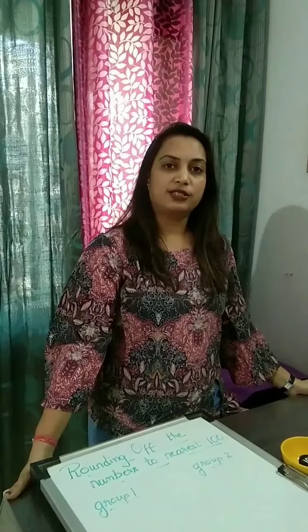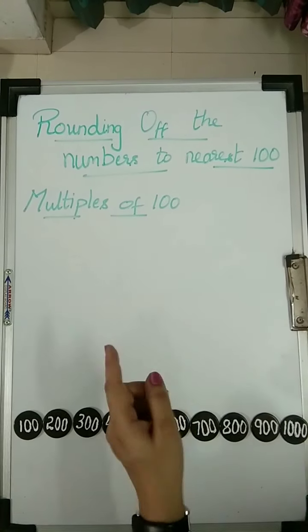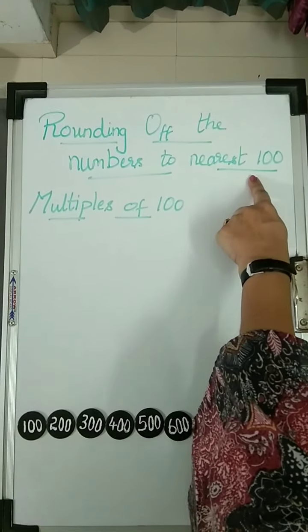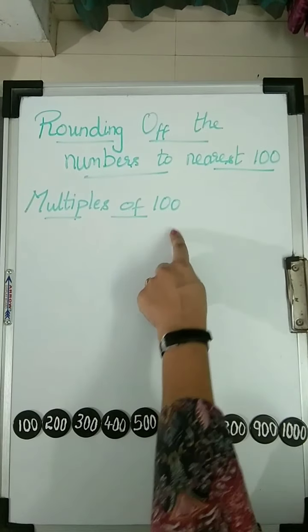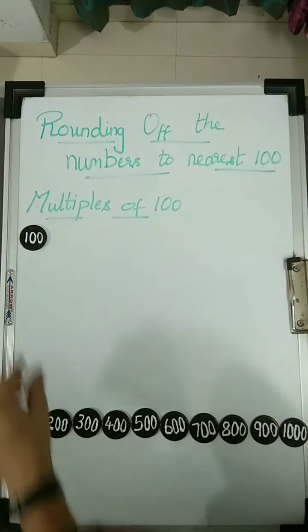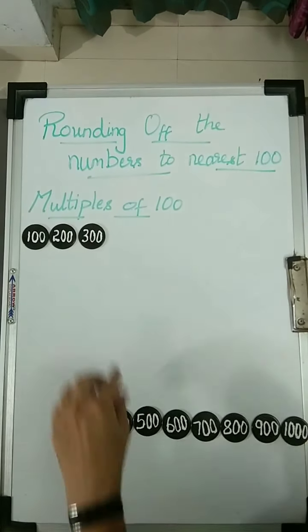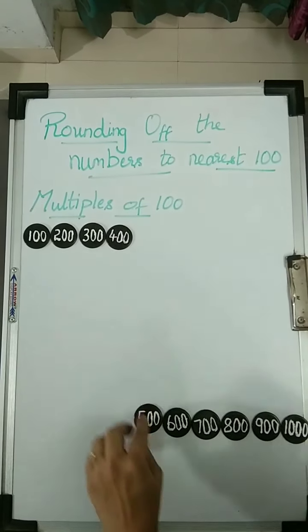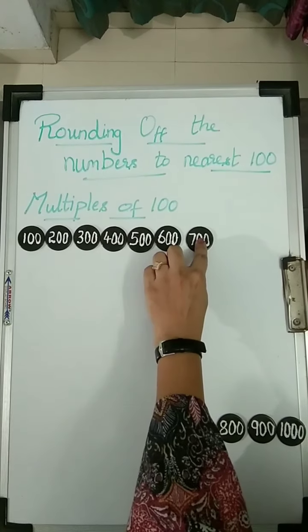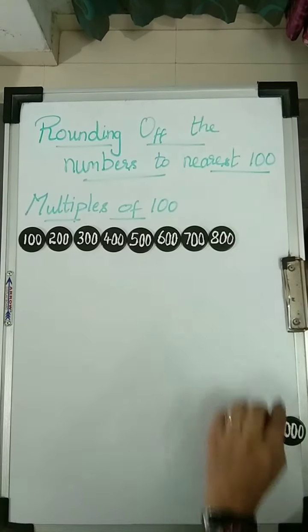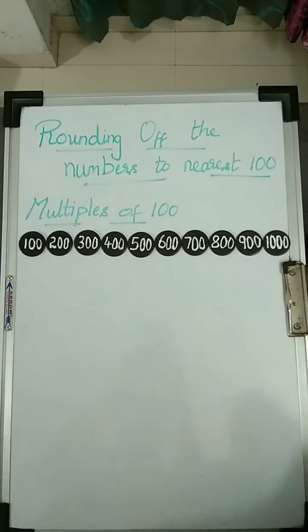Today our topic of discussion would be rounding off the numbers to nearest hundreds. Before we round off any number to the nearest hundreds, we should know the multiples of hundreds. So multiples of 100 means tables of hundreds. So 100 ones are 100, 100 twos are 200, 100 threes are 300, 100 fours are 400, then 500, very good. Then we have 600, 700, 800, 900, 1000 and so on.